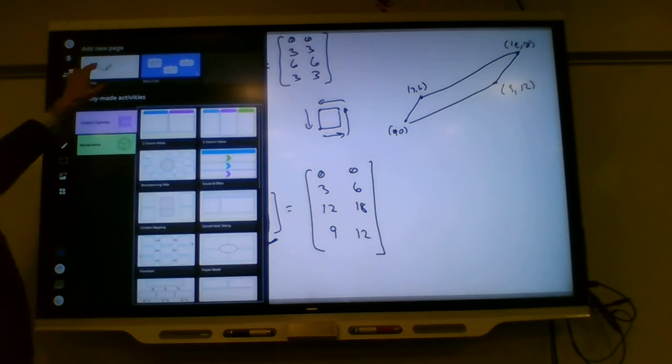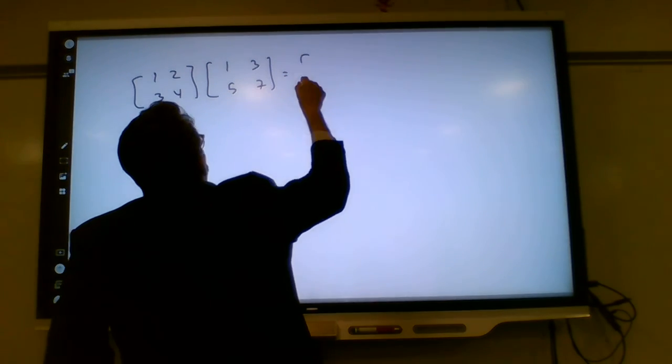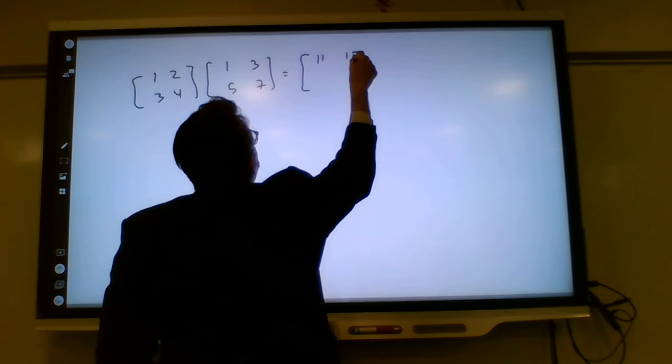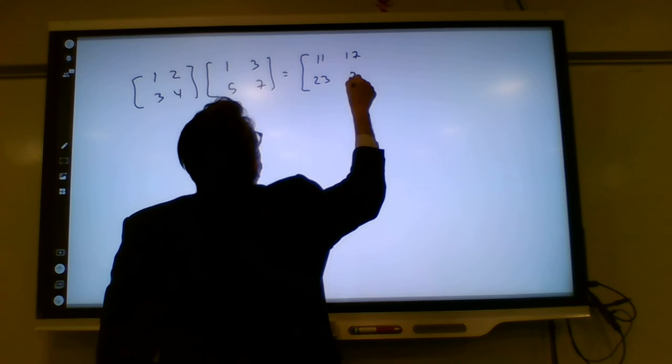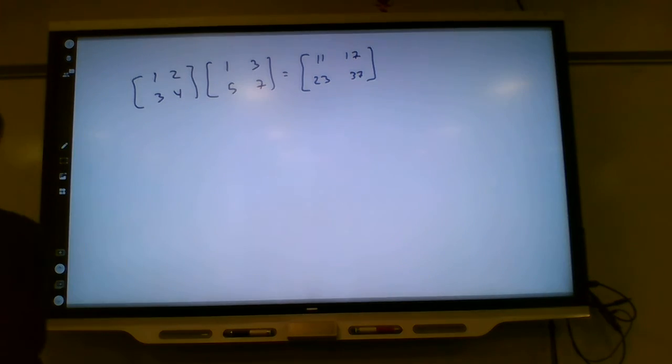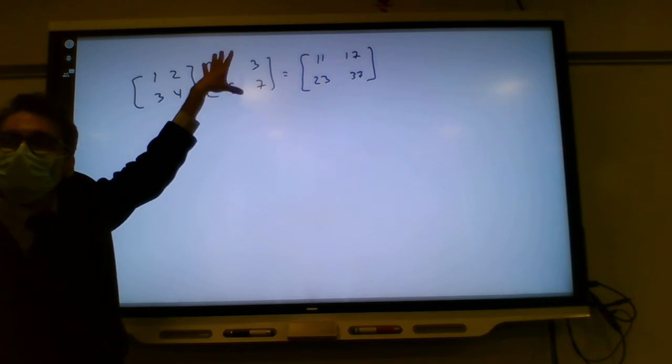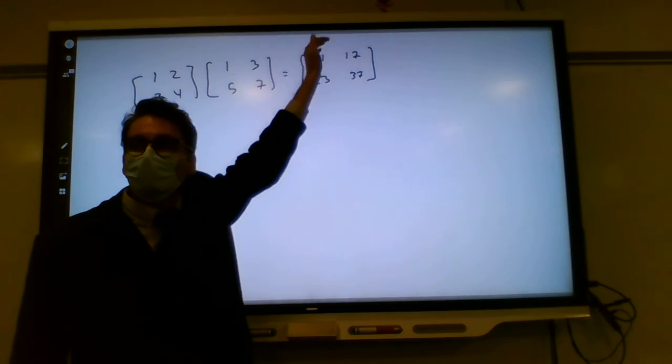All right, so one other issue. We did this calculation a little bit ago. Does anyone remember what we had? 11, 17, 23, 37. All right, so what would that mean? That would mean if we had these two vectors and we applied this kind of transformation to it, then we get these two vectors as the end result.